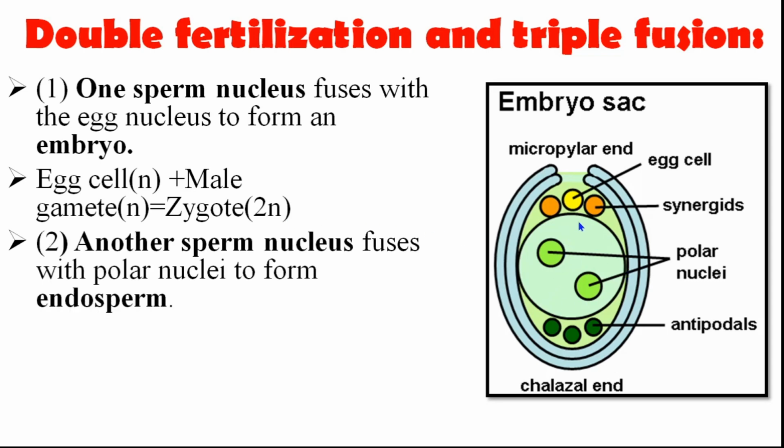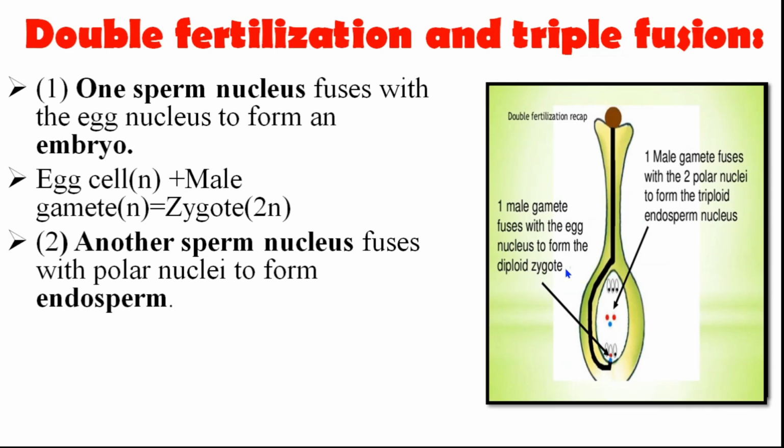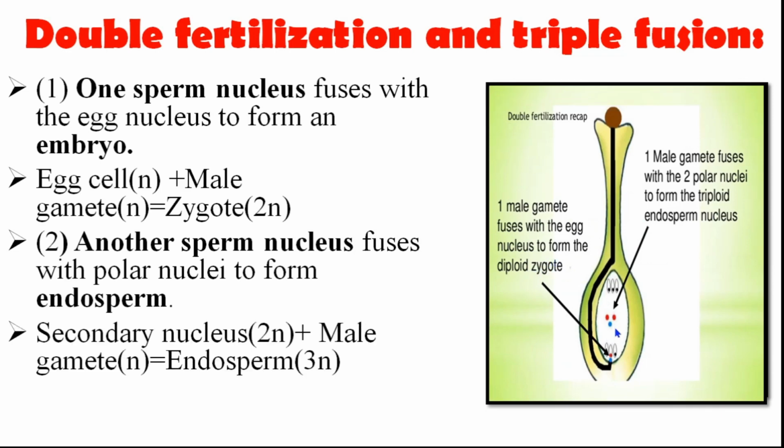Whereas the other sperm nucleus fuses with the polar nuclei and forms the endosperm. In this case, the secondary nucleus, which contains 2n number of chromosomes, fuses with the male gamete, which contains n number of chromosomes. So the endosperm contains 3n number of chromosomes. As three haploid nuclei are fused, this process is called triple fusion.